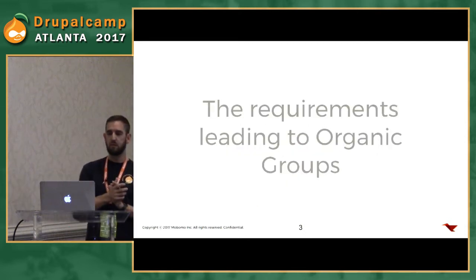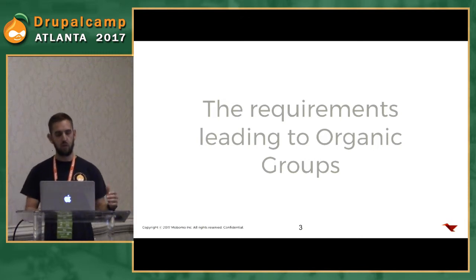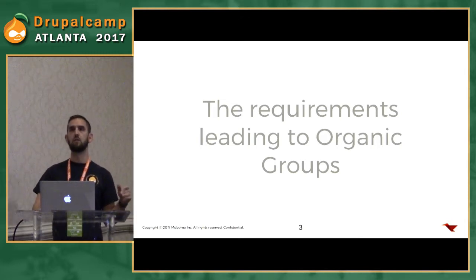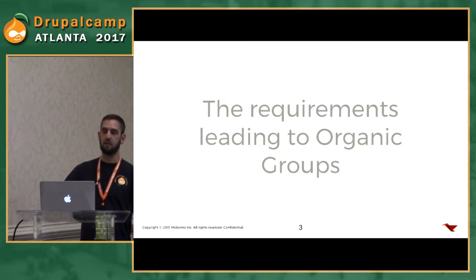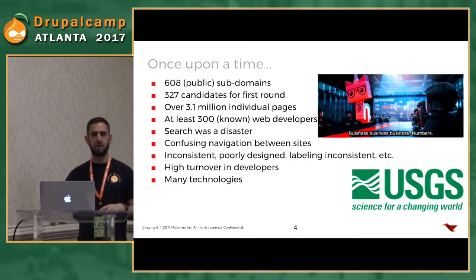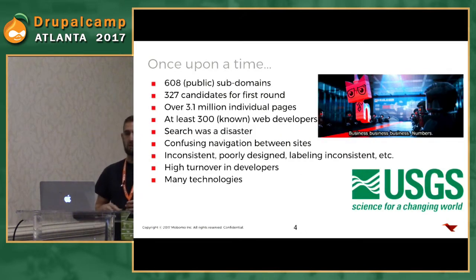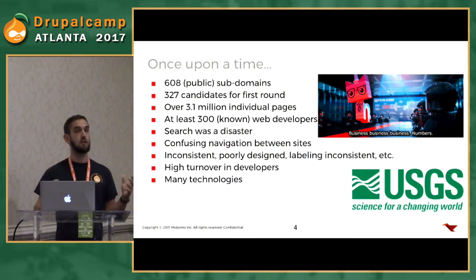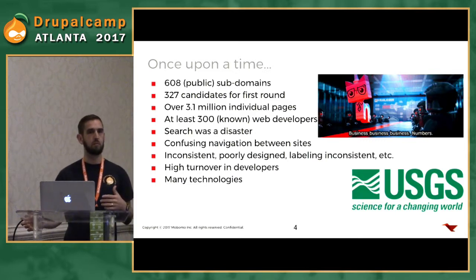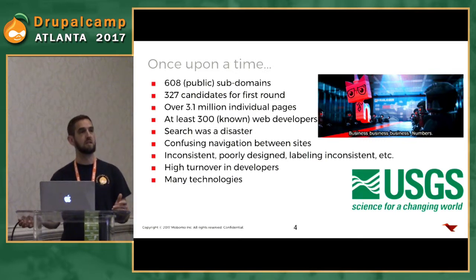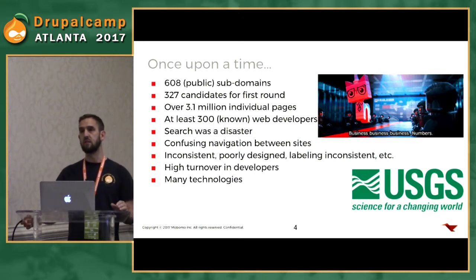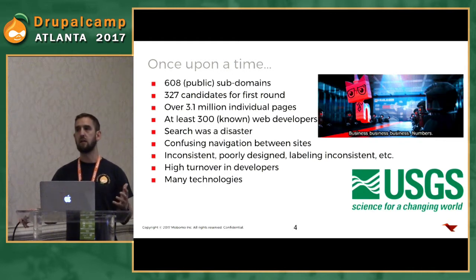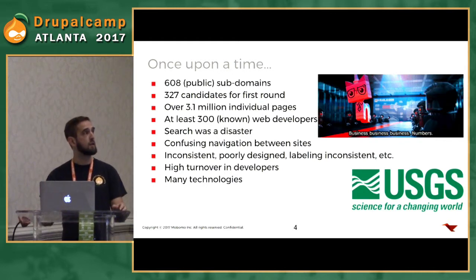So, from the beginning here, what were the requirements on this project that led us to use organic groups in the first place? Once upon a time, back in the bad old days, as it were, this is a huge organization. Maybe you don't realize how big the USGS is, but it's actually the largest scientific body within the government. So it employs far more scientists than NASA or any other scientific organization.